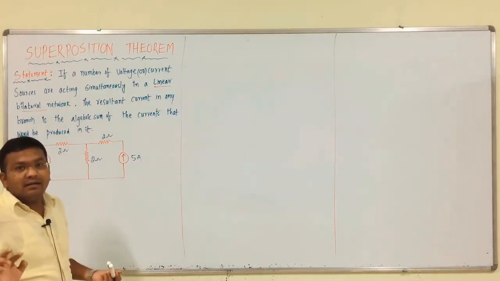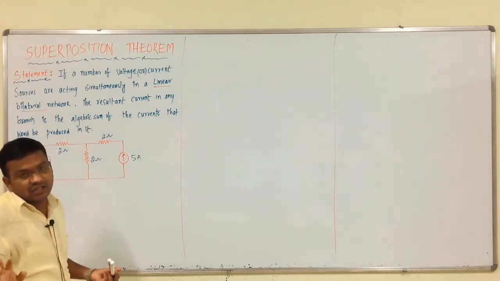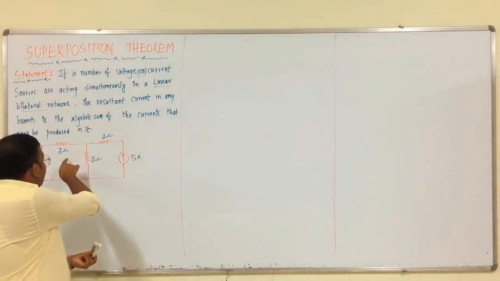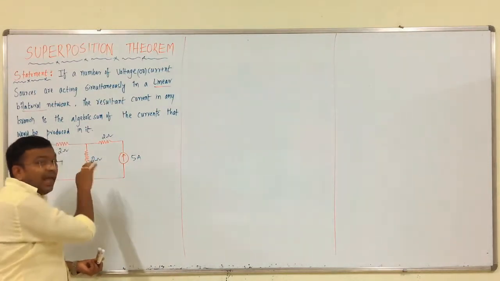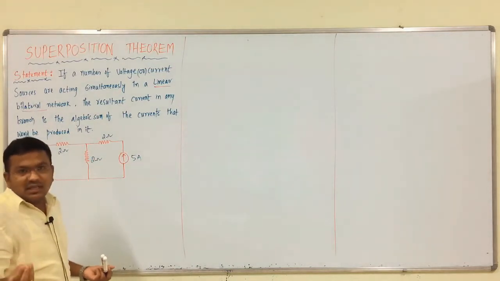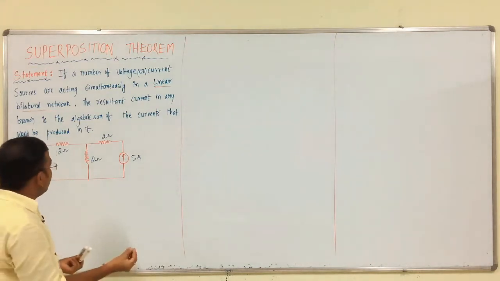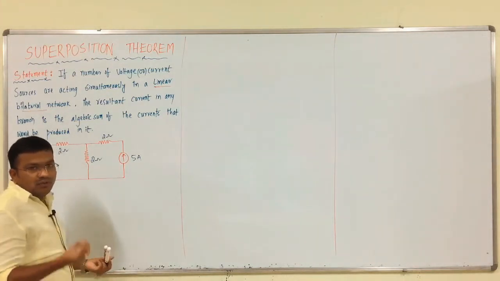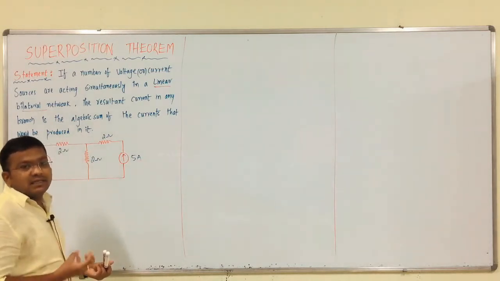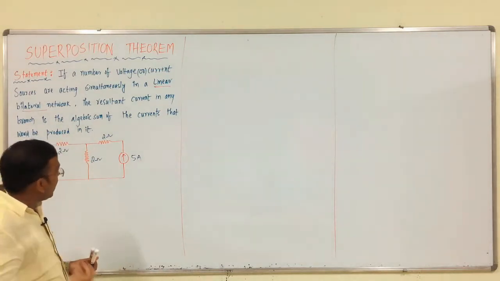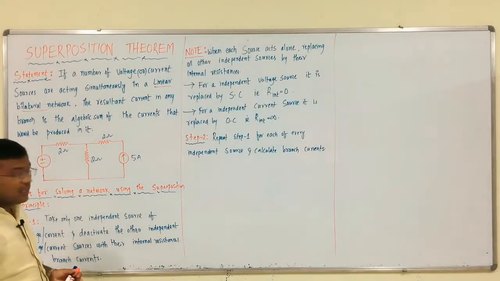Later, we will add or subtract these currents based upon the current direction, whether it is clockwise or anti-clockwise. See the direction of the current in this circuit and add or subtract them. That is the statement of the superposition theorem. Now, we have to solve this simple example, to see the stepwise procedure to evaluate a circuit by using the superposition theorem. Okay. Now, let us solve this problem.